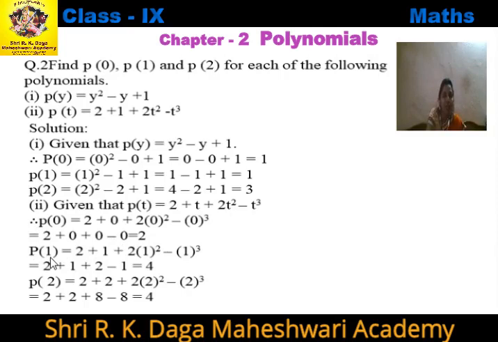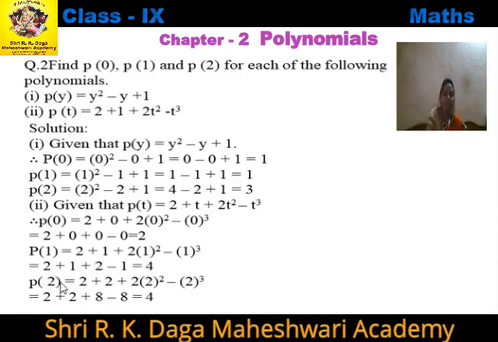Now p of 1, we will put 1 at the place of t to get 2 plus 1 plus 2 into 1 square minus 1 cube. When we put these values, we get 2 plus 1 plus 2 ones are 2 minus 1. Now this plus 1 and minus 1 will be cancelled and we will get 2 plus 2, that is 4.